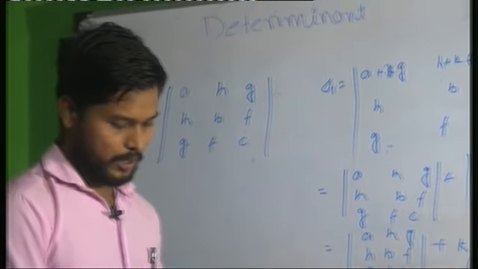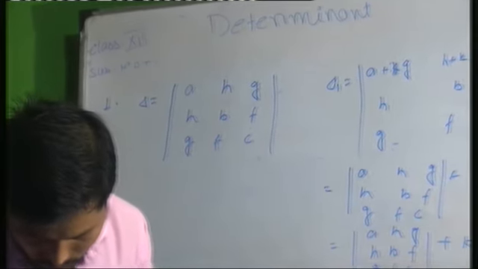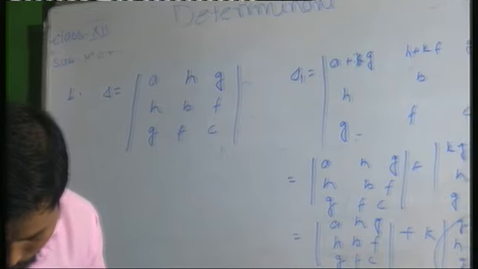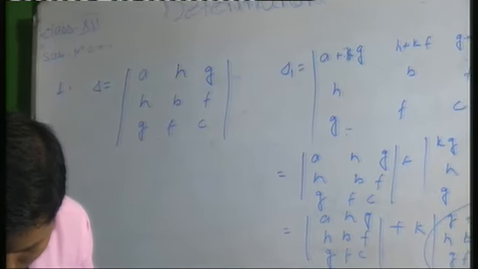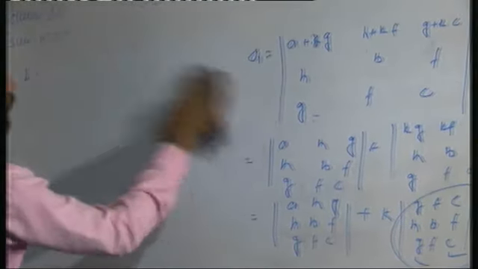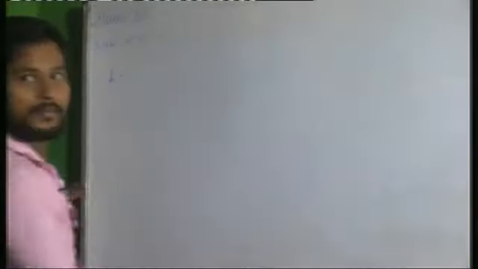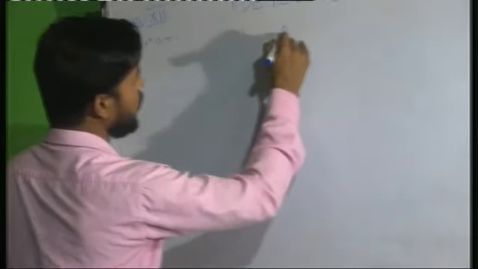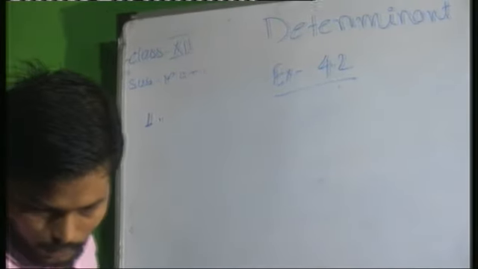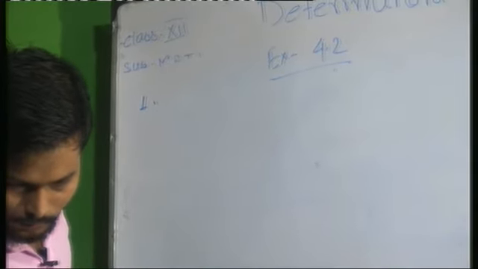Okay, now we'll solve some problems from your book. Let's start exercise number 4.2. In this exercise you have to use the properties of determinants, without expanding, to prove the following for exercises 1 to 7.